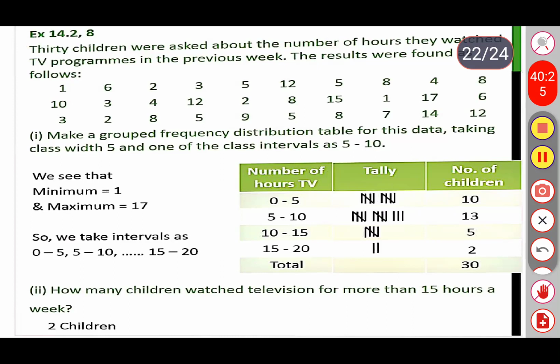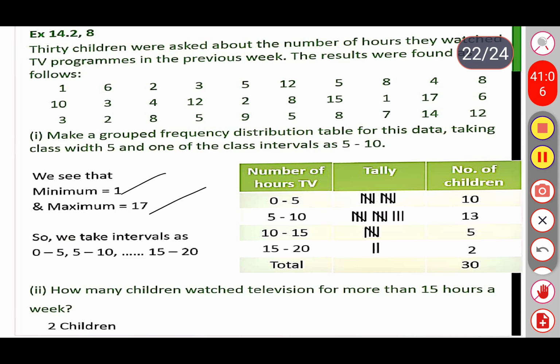Here 30 students were asked about the time they watch television, and their time is recorded as follows. First, observe the least value and the maximum value. The minimum value is 1 and the maximum value is 17. The class interval width is already given as 5. So the first class interval should be 0 to 5, the second 5 to 10, then 10 to 15, and 15 to 20.